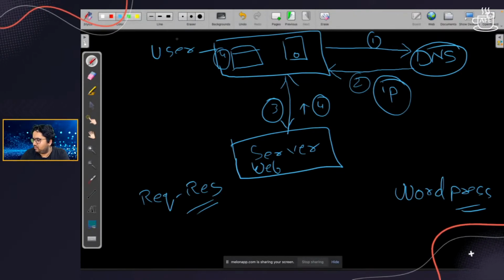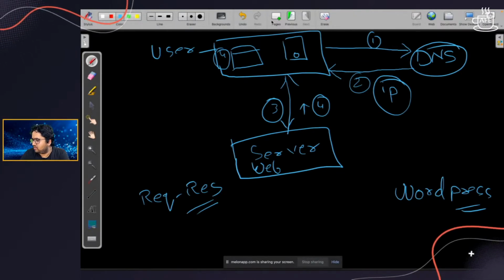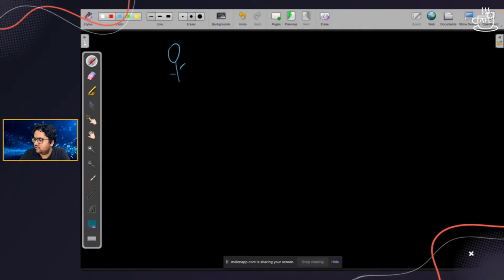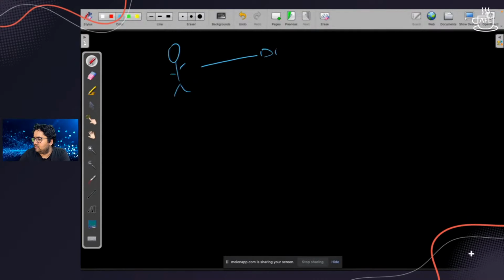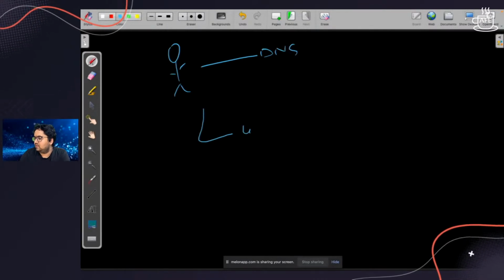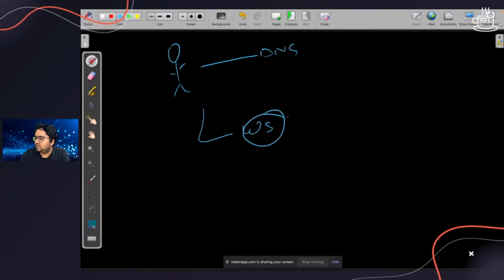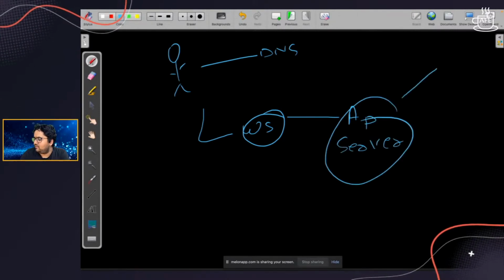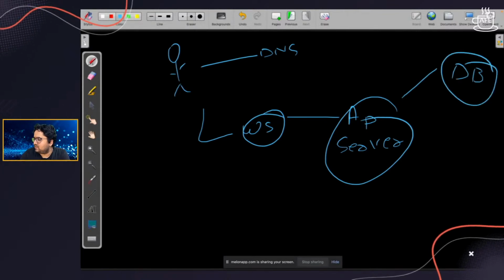We will probably, I don't know how to take a snapshot here, but then we'll draw it again. So there was a user, there's DNS, there's web server, right? Now if we add another deeper layer, which is like app server, and we add a DB, this becomes a relatively heavy three-tier architecture.